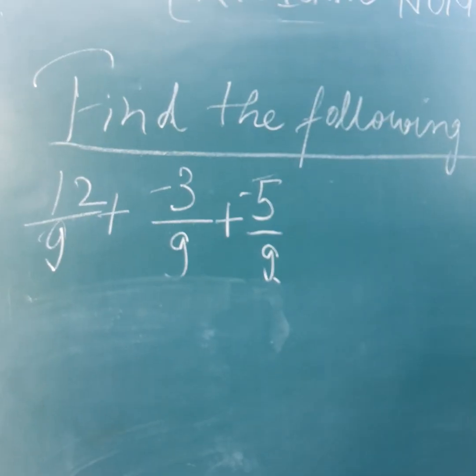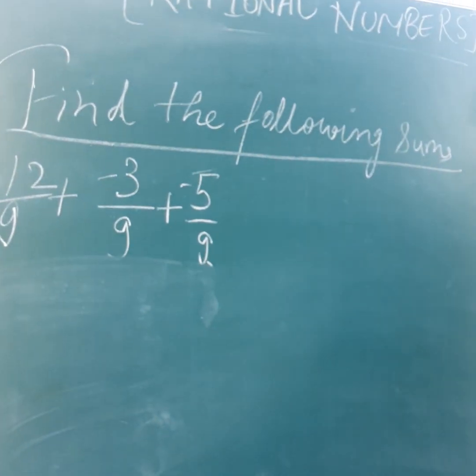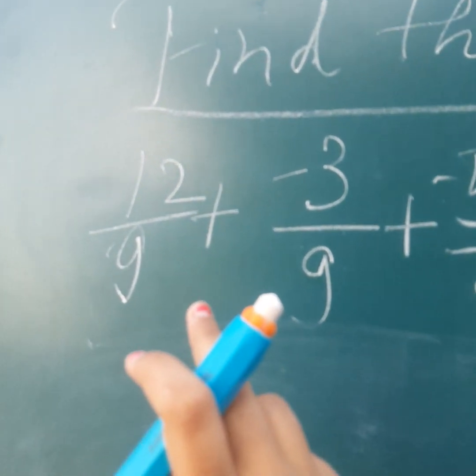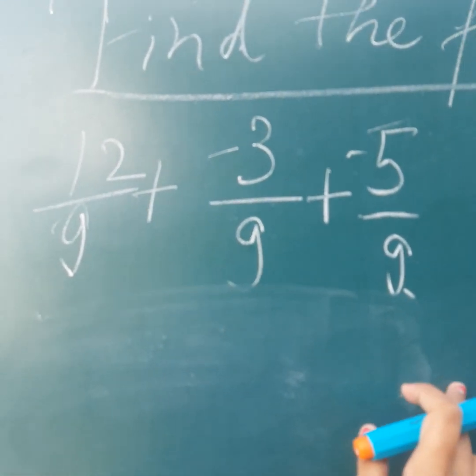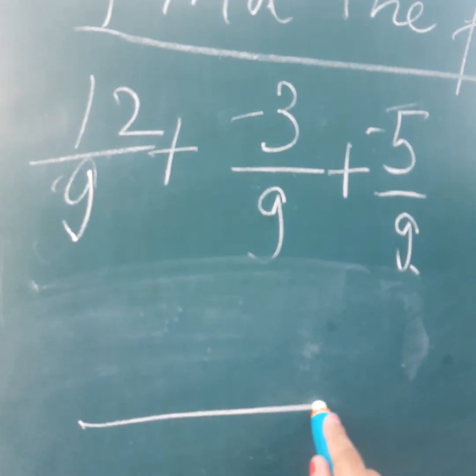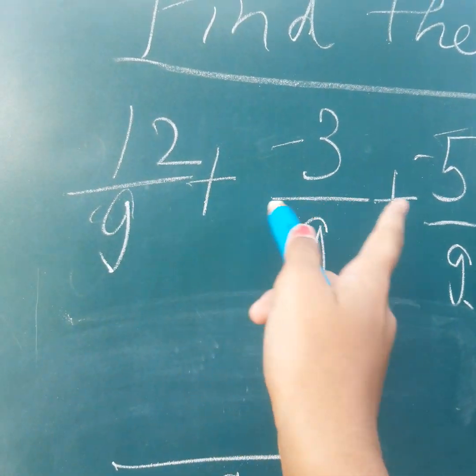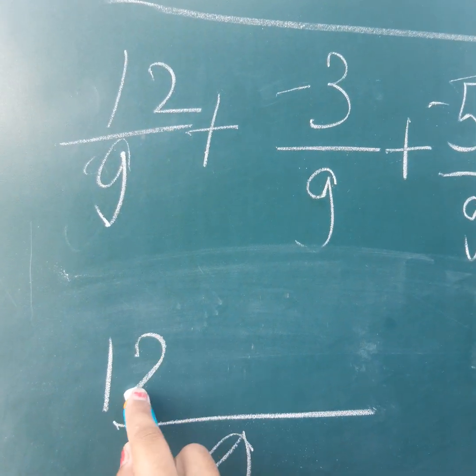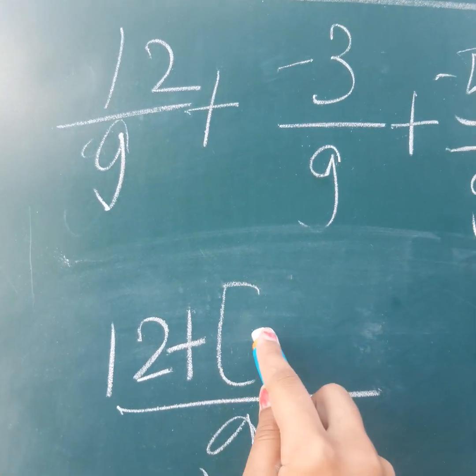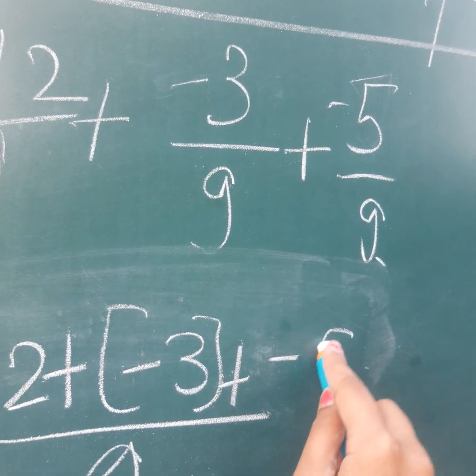Okay. So now in this question we have to find the following sums. If the terms are more than 2, how to solve them? Firstly, we have to take the LCM of the denominator, that is 9, because all the terms are the same, and we have to write the numerator the way they are given: 12 plus minus 3 plus minus 5.